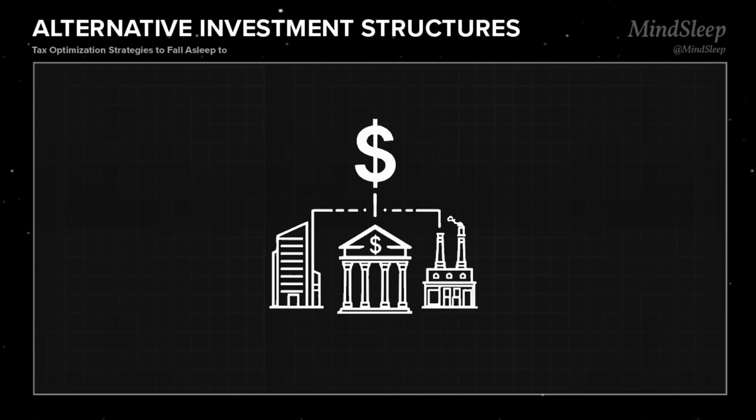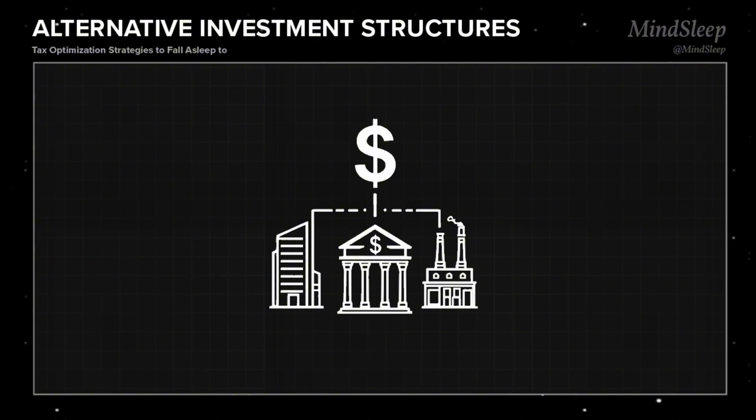As we drift deeper into the realm of tax optimization, we now turn our attention to the intriguing world of alternative investment structures. These sophisticated financial instruments offer a unique blend of potential returns and tax advantages, making them a fascinating subject for those seeking to maximize their wealth while minimizing their tax burden.